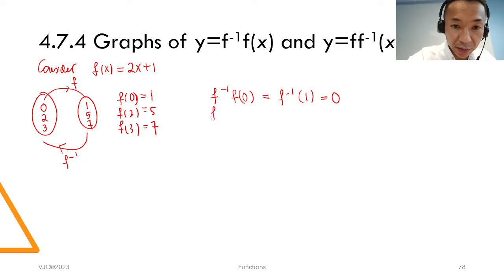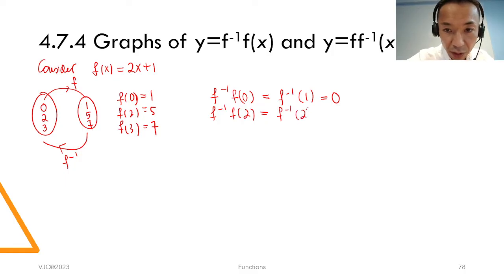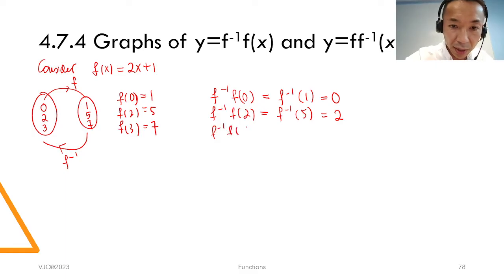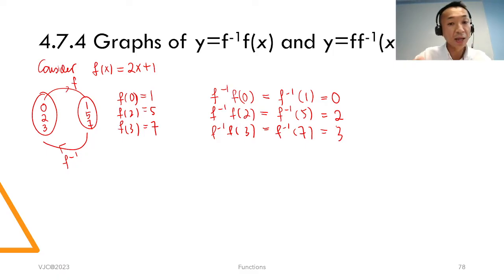Similarly for this, what is f inverse f(2)? It is actually f inverse 5, because f(2) is actually 5 here. What is f inverse 5? You go the other way, you get back 2, of course. Now I think you get it, that actually you will get back the same thing.